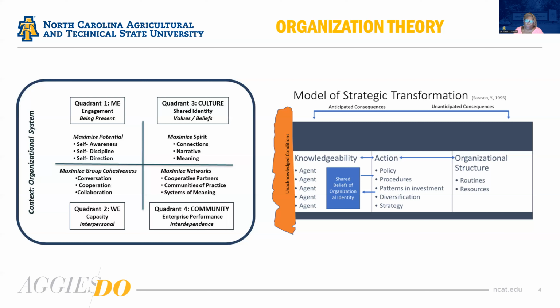And then the fourth quadrant, we have the community, so partnerships, communities of practice, systems of meaning, and what types of interdependencies are there. So again, some of this is very similar to what we saw in the leadership theory by Bolman and Deal, and this just adds to some of that by thinking about self-awareness and the group cohesiveness. Now, on the right, we have a transformation model.